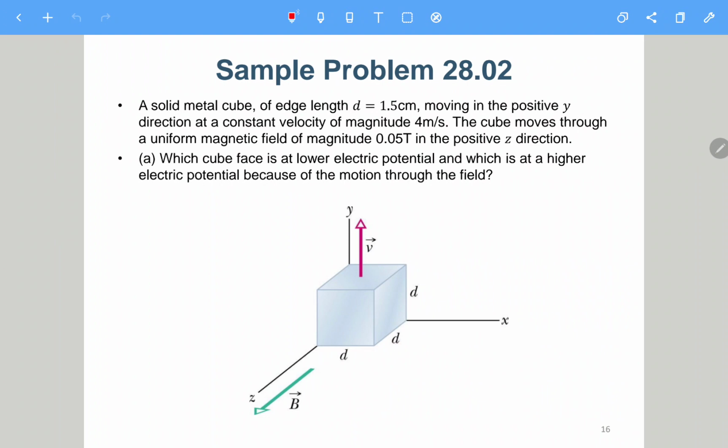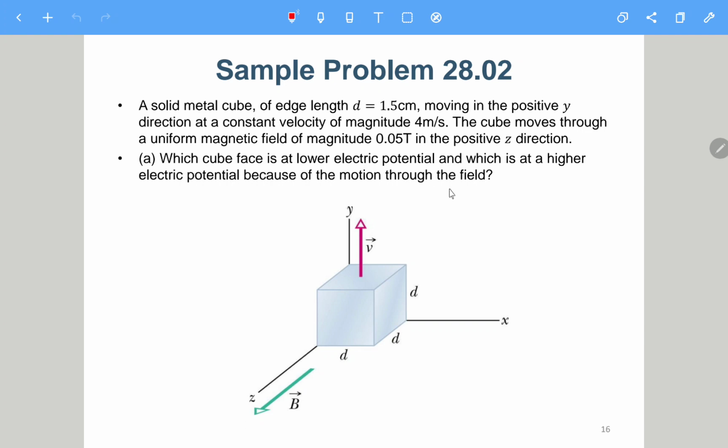Okay, so here we have a sample problem, number 2. Okay, so it says a solid metal cube. This is a metal cube of edge length d, moving in the positive y direction at a constant velocity of magnitude 4 meters per second. So the cube moves through a uniform magnetic field of magnitude 0.05 Tesla in the positive z direction. Which cube face is at low electric potential and which is at a higher electric potential because of the motion through the field?